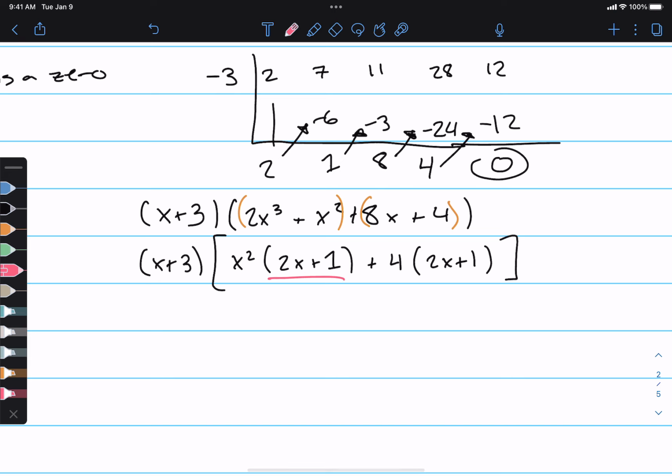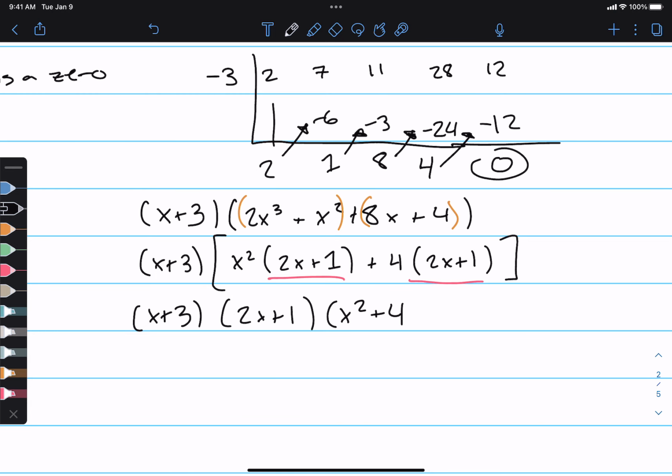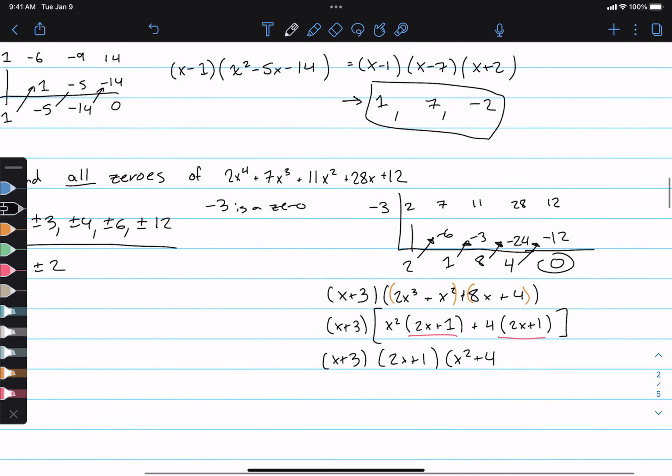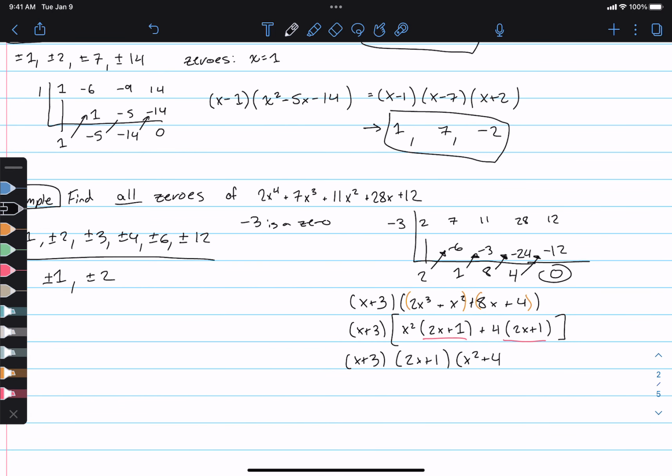Now we can factor out this common term inside of here, and we're going to get x plus 3 times 2x plus 1 times x squared plus 4. Is that correct? Yeah, and so this is going to suggest that, excuse me, I'm going to check this one moment. So, negative 1/2.